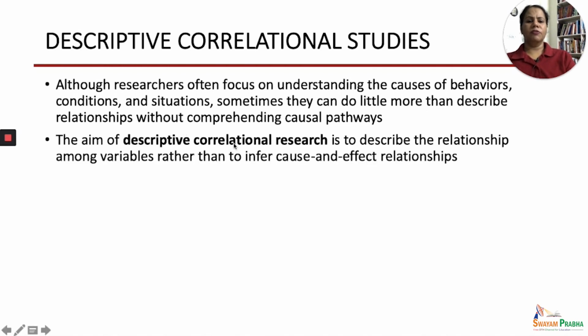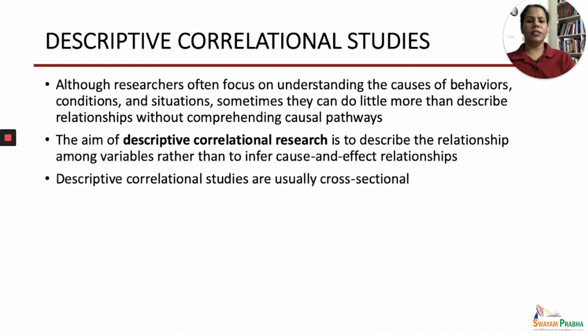So the aim of descriptive correlational research is to describe the relationship among variables rather than to infer cause and effect relationships. So under descriptive correlational studies, we try to describe the relationship among the variables. But here it is only explaining the relationship, not the cause and effect relationship. So in non-experimental research designs, you always need to understand that the studies cannot give you information about the cause and effect relationship between the variables.